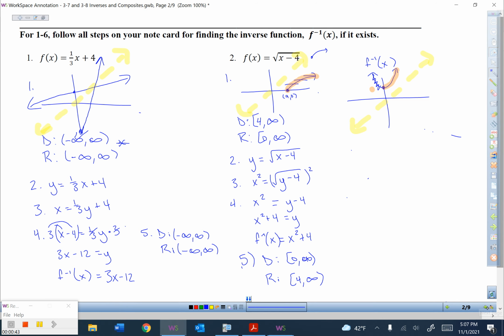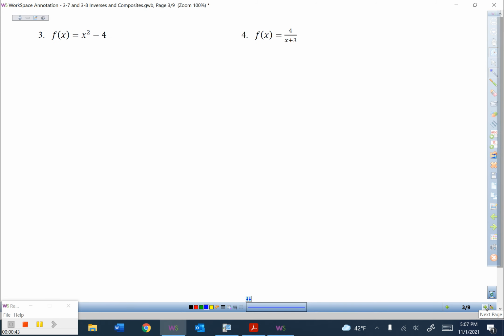Okay. Next up, we're going to look at a parabola itself. This is x squared minus 4. So in our step 1, when we sketch this thing, our parabola has moved down 4. So there's my U. And this point is 0, negative 4. Okay, with this one, our graph does not pass the HLT. That means that the inverse would not be a function. We could find the inverse, but it wouldn't be a function, which means it's not very useful for us.